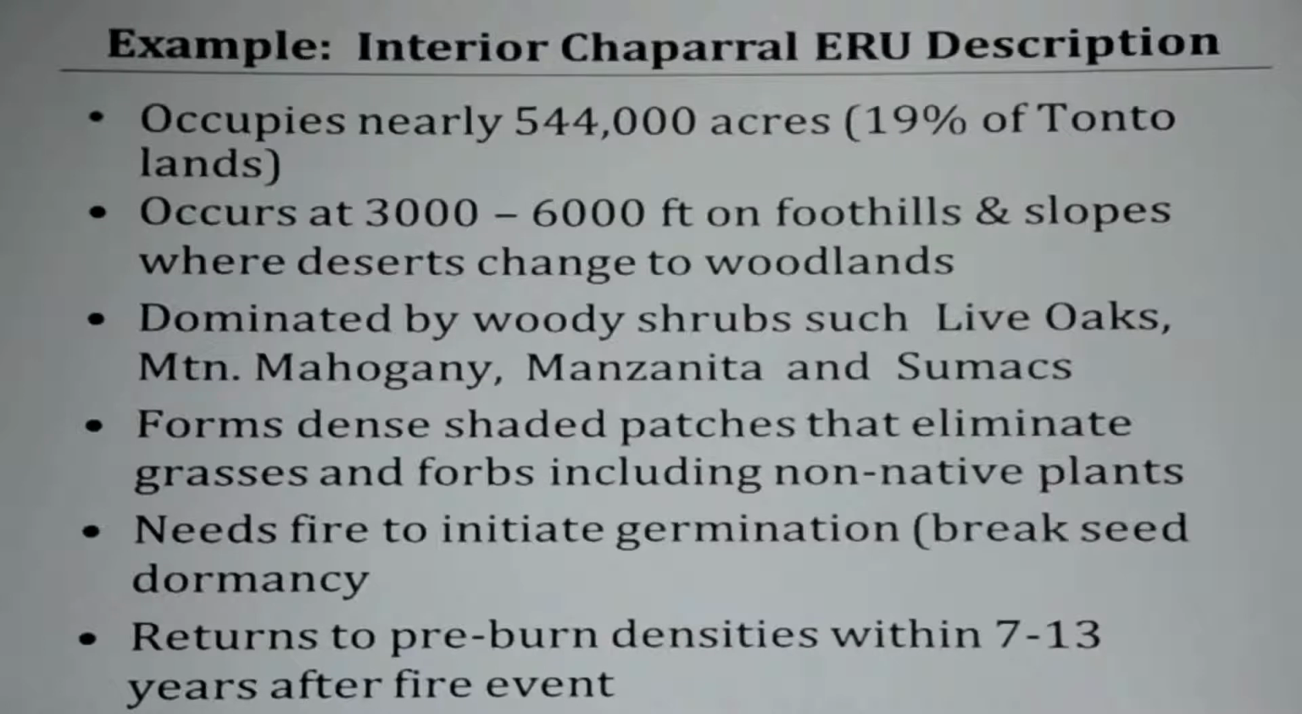Now, what is it? Occupies about 544,000 acres of that 2.9 million that was mentioned earlier. So it's significant, 19% of the land area. It occurs from about 3,000 to 6,000 feet where deserts change into woodlands. And they're dominated by shrubs, not trees. Short vegetation, in other words.